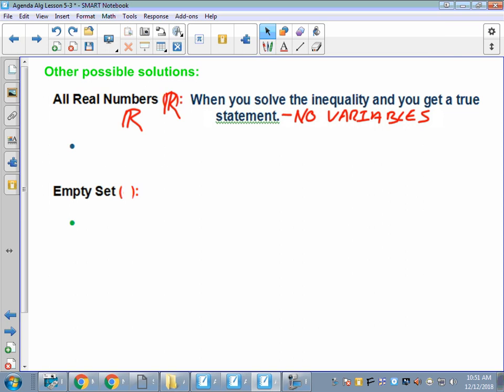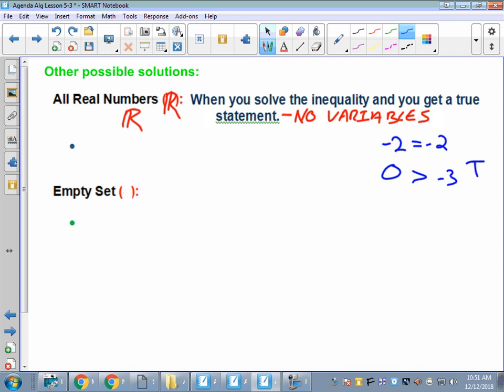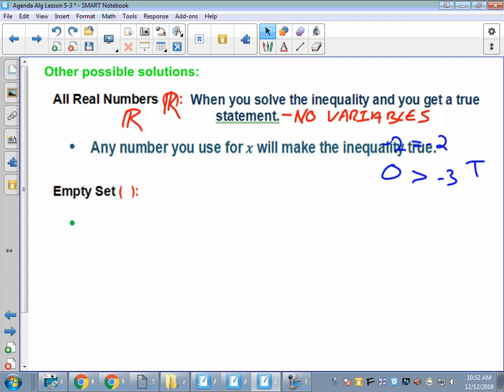So when we dealt with equations, we had something like negative 2 equals negative 2. But in the case of an inequality, it might be something like 0 is greater than negative 3. Well, that's a true statement. So in that case, your solution will be all real numbers. Any number you choose for x will make the inequality true. Like I mentioned before, with equations we had negative 2 equals negative 2. With inequalities, it means anything we plugged in here would be true. We have a true statement here. So the answer then would be all reals.